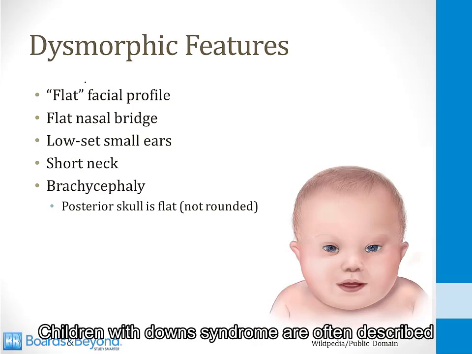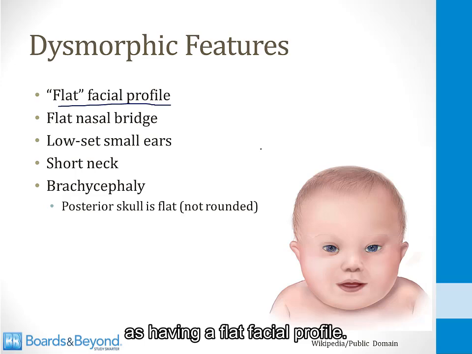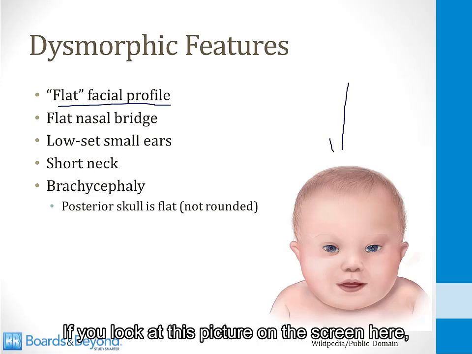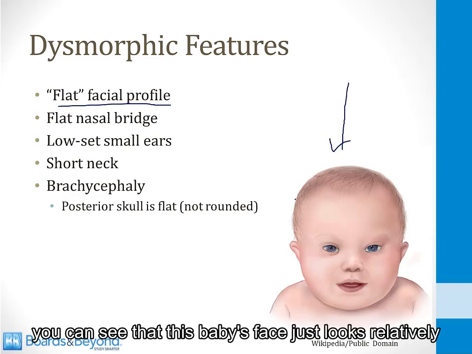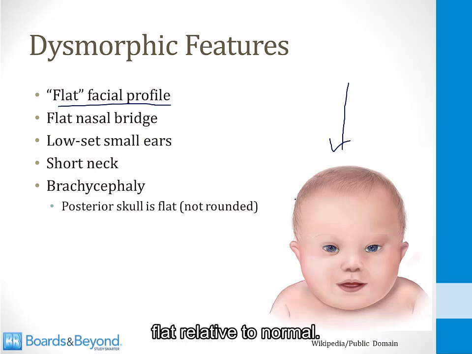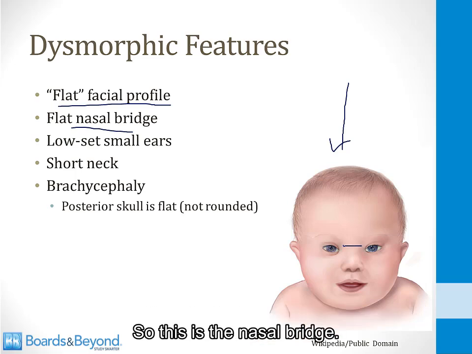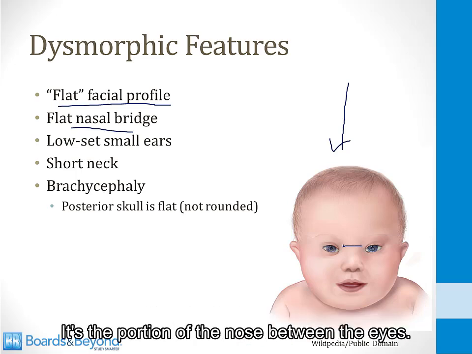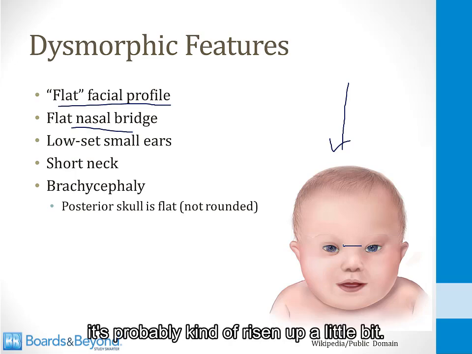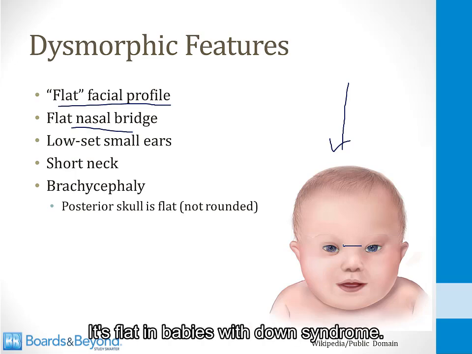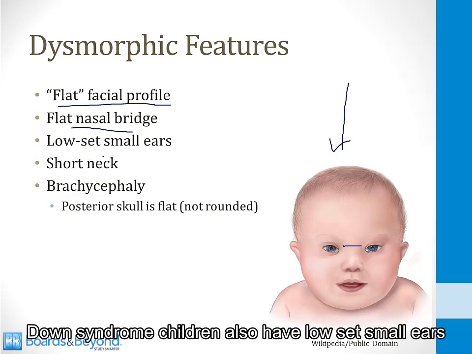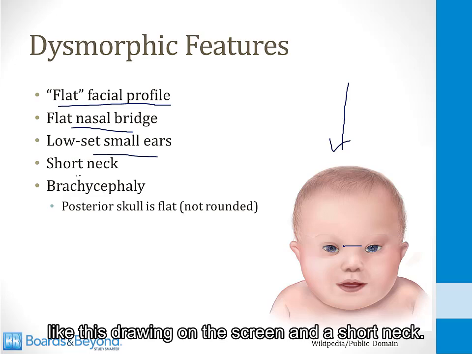Children with Down syndrome are often described as having a flat facial profile. If you look at this picture on the screen here, you can see that this baby's face just looks relatively flat relative to normal. In addition, they have a flat nasal bridge, so this is the nasal bridge. It's the portion of the nose between the eyes, and if you feel your own, it's probably kind of raised up a little bit. It's flat in babies with Down syndrome. Down syndrome children also have low set small ears, like this drawing on the screen, and a short neck.